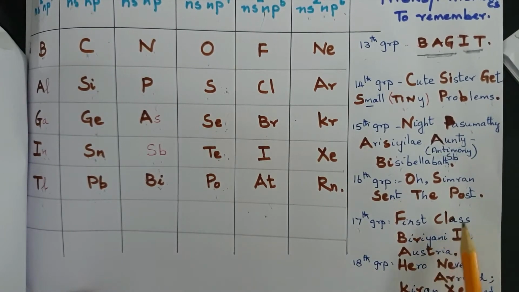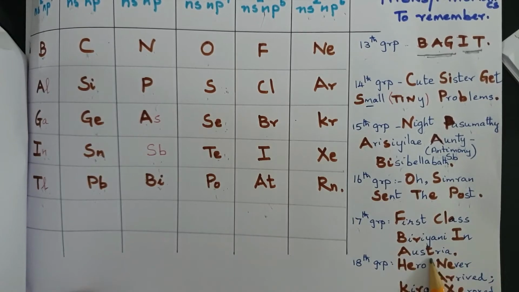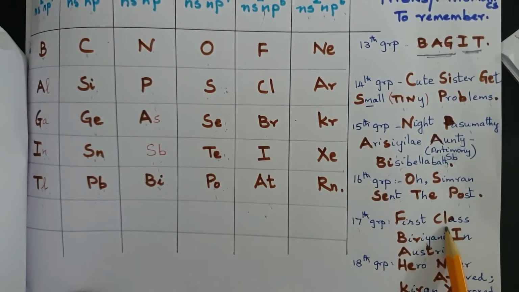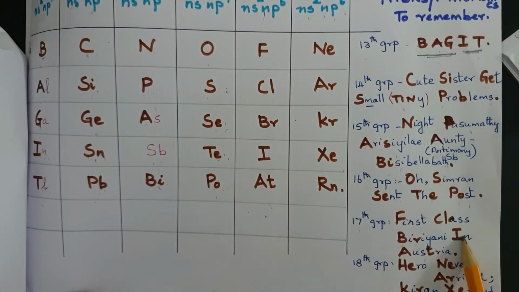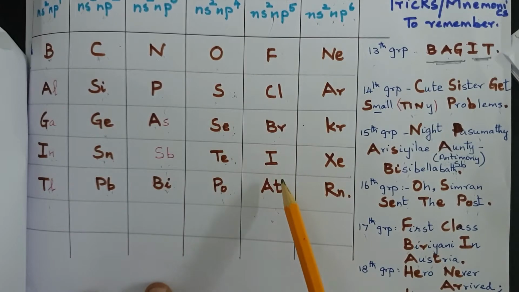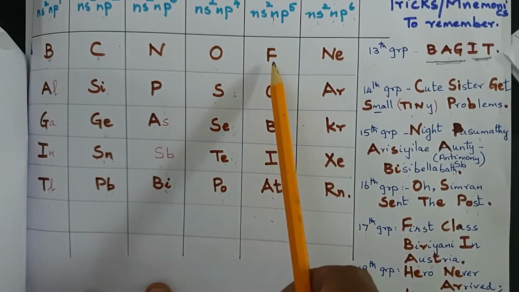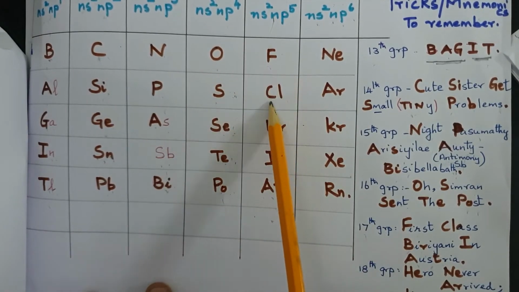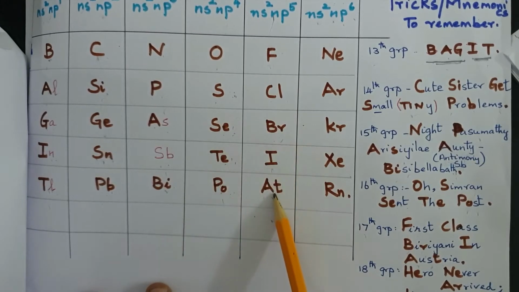First class biryani in Austria. Is that easy to remember? First class biryani in Austria. F stands for fluorine, Cl chlorine, biryani BR bromine, iodine I and AT astatine. So fluorine, chlorine, bromine, iodine, astatine. How do you remember it? First class biryani in Austria.